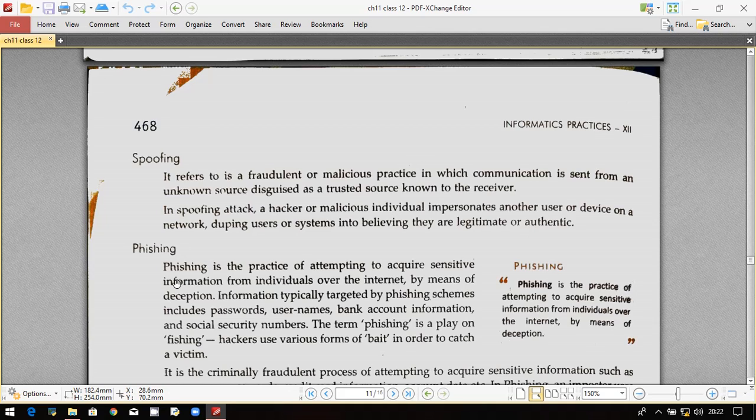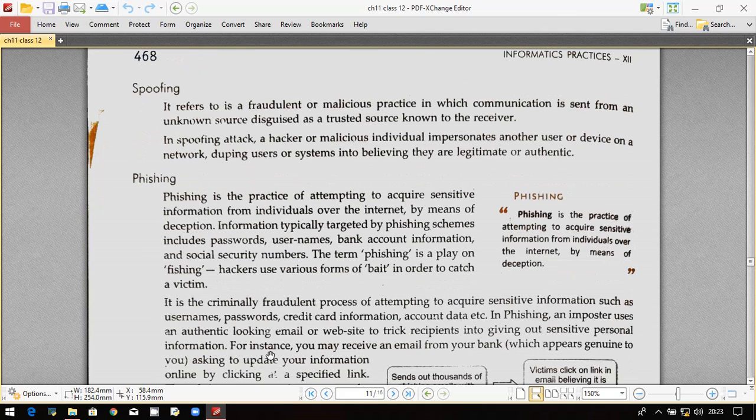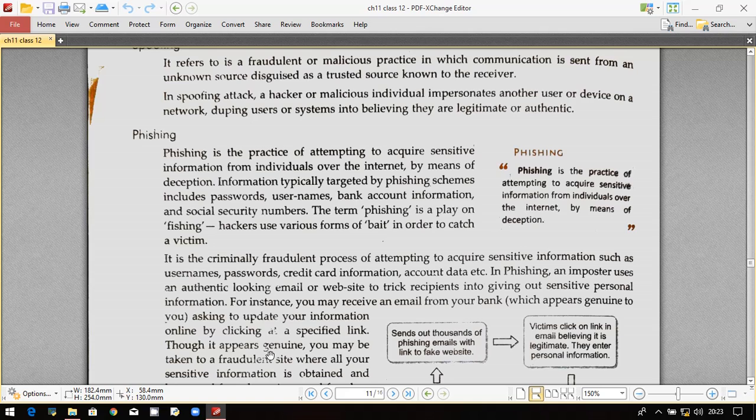Next is phishing. Phishing is the practice of attempting to acquire sensitive information from individuals over the internet by means of deception. Deception means they are trying to cheat you in certain ways. Information typically targeted by phishing schemes includes passwords, usernames, bank account information, and social security numbers. The term phishing is a play on fishing. Hackers use various forms of bait in order to catch a victim. They will offer you some type of greedy messages or offers, and you fall into their trap, and by that bait they are trying to cheat you.